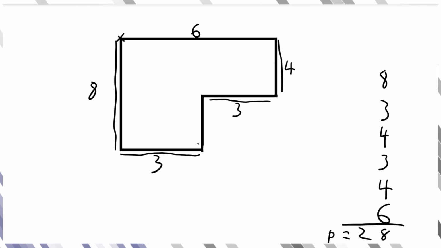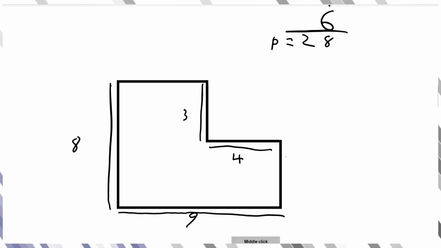So alright, the area, let's split this into two rectangles. We can split it anywhere, but I'm just going vertically because why not. 3 times 4 is 12. Remember, the area of a rectangle is just base times the height. So the area of this part is 12 centimeters squared. The area of this one is 3 times 8, because the base is 3, the height is 8. So the area of this one's 24. 12 add 24 is 36, so the area is 36 centimeters squared.